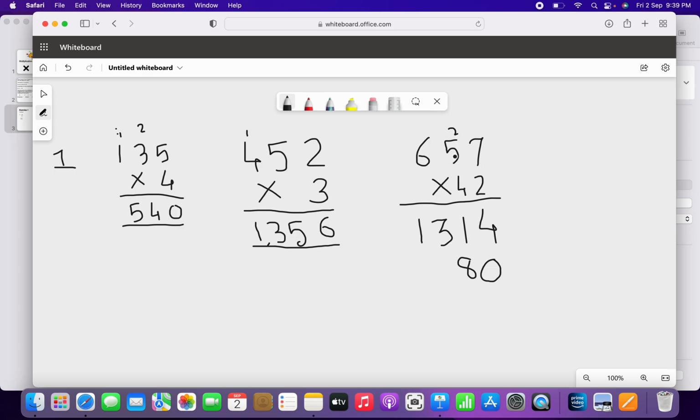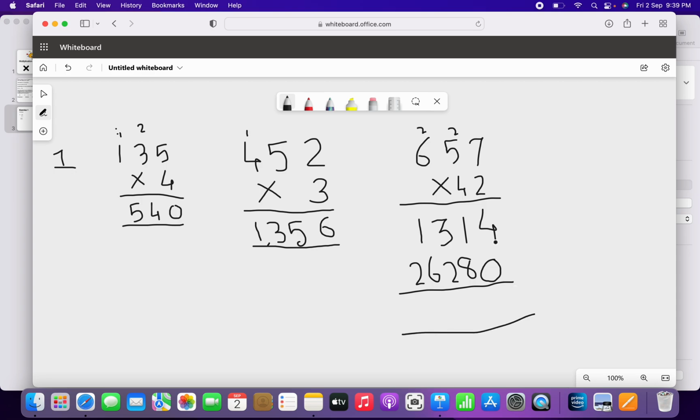4 times 5 is 20. 20 plus 2 is 22. You write 2 here and you carry over 2. 4 times 6 is 24. 24 plus 2 is 26. Okay. Now you add it up.